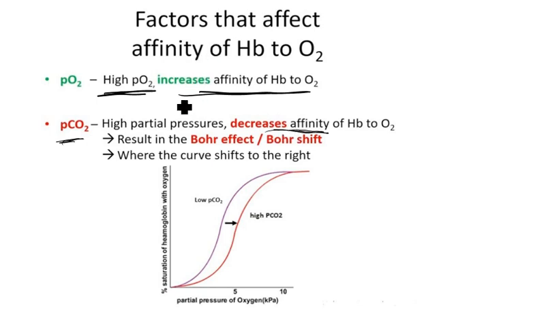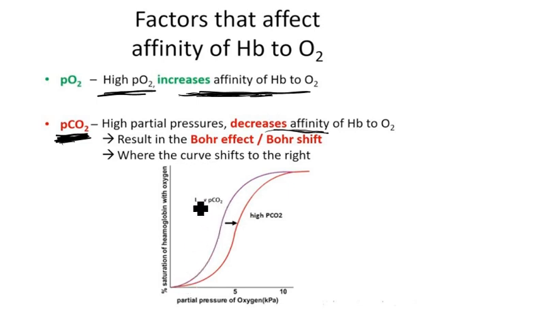The first one happens in the lungs, where the hemoglobin picks up oxygen. But in respiring tissue, the affinity of hemoglobin to oxygen will reduce. What causes that is the high level of CO2 within the plasma. So this will result in the Bohr shift.